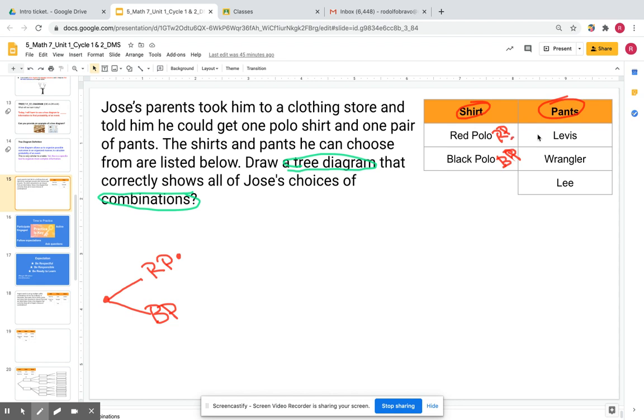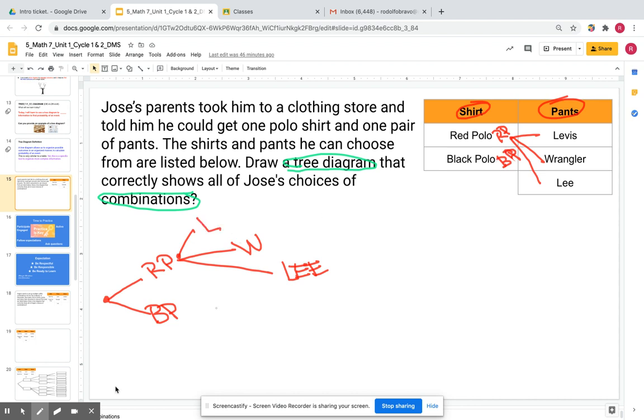It could combine with Levi's, it could combine with Wrangler, it could combine with Lee. So in total, you have 3 branches that sprout out from the red polo to make a combination with the Lee, to make a combination with the Wrangler, to make a combination with the Levi's.